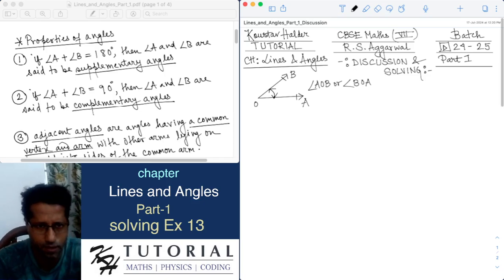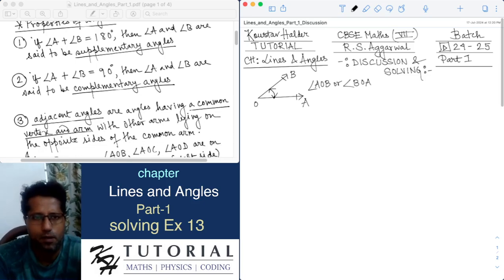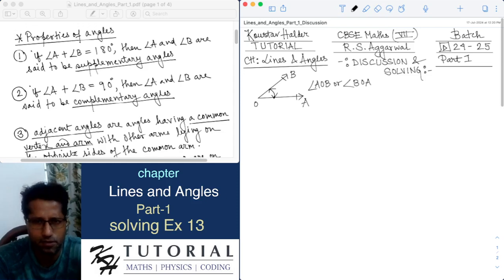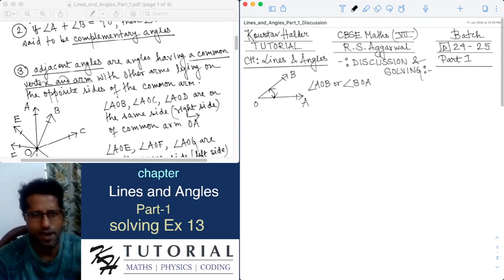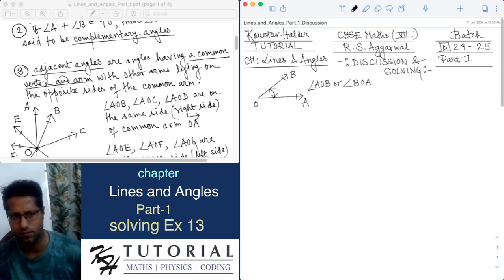So this is pretty straightforward. These are just definitions, and there is nothing to really understand about it. Just a definition. Now, what are adjacent angles?